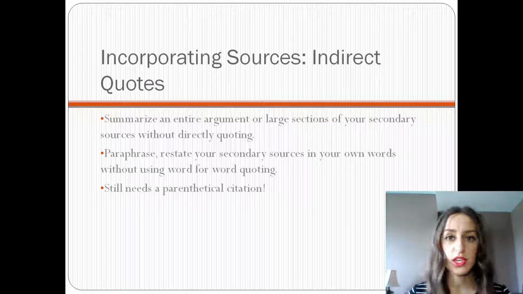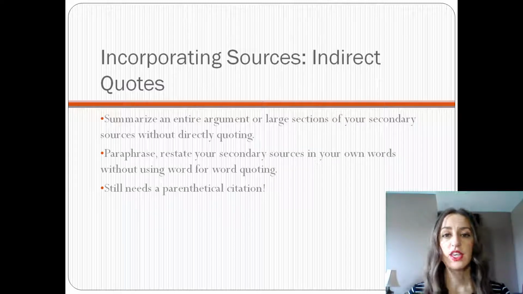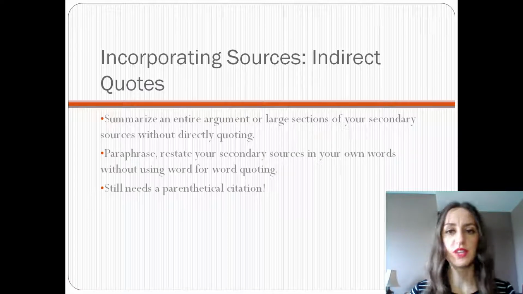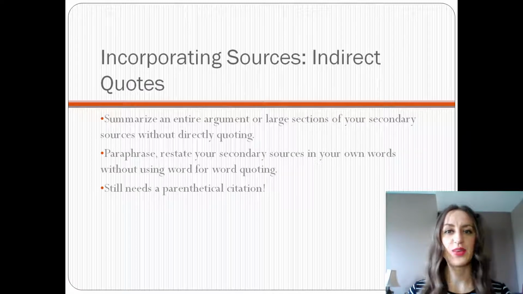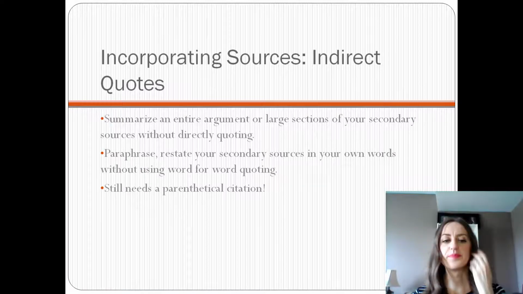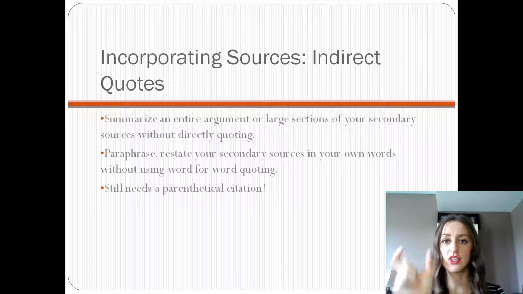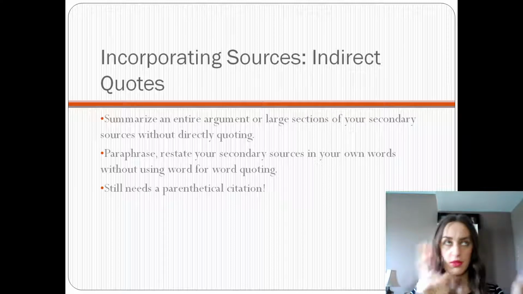Whether it's summary or paraphrase, you still need a parenthetical citation, all right? Absolutely, 100% still have to cite where you're getting all of your information from, okay? So where that parenthetical citation ends up is going to depend on how much summary and paraphrasing you're doing, but you want to get that parenthetical citation as close to the information that you're indirectly quoting as possible, okay?